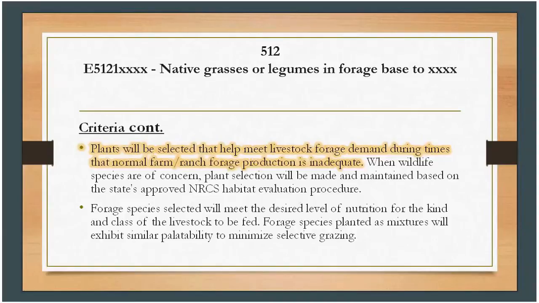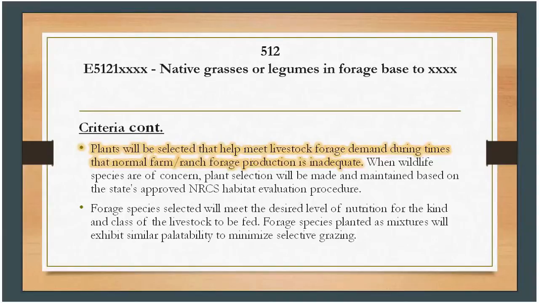Picture a pasture land, typically irrigated. What native species are we going to be able to choose, because we're constrained to native species, that will fill this need and criteria here? Plants that will be selected to meet livestock forage demand during times when normal production is inadequate. Can anybody think of an example? Non-irrigated pasture, or I guess just pasture in general. No, it's supposed to be for pasture lands, which is almost always irrigated in Utah.